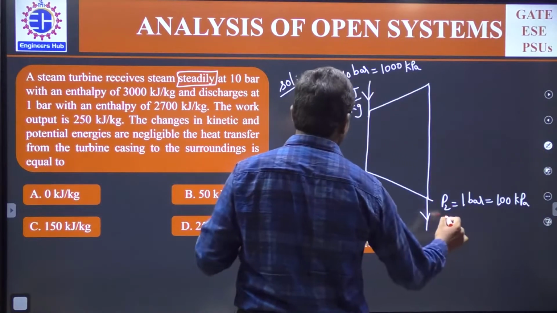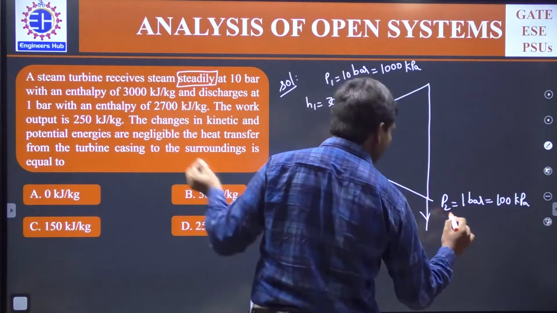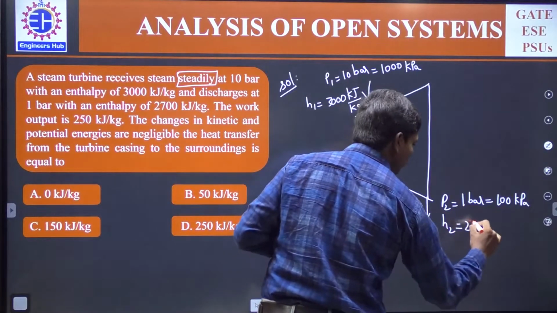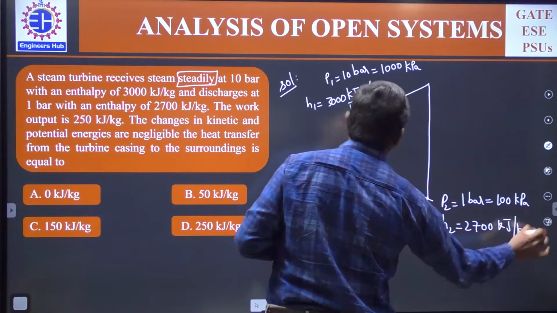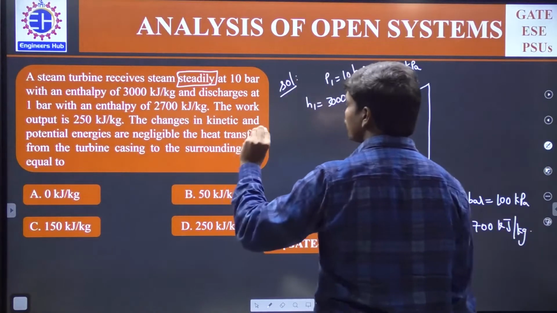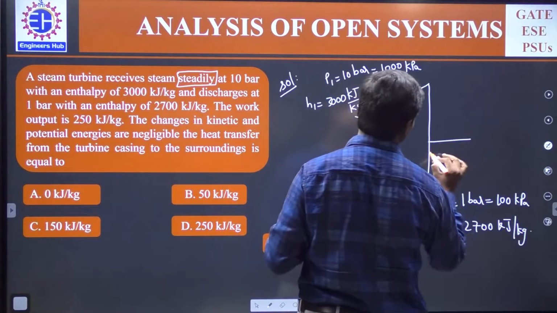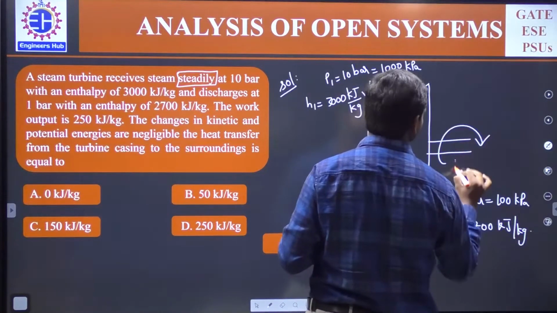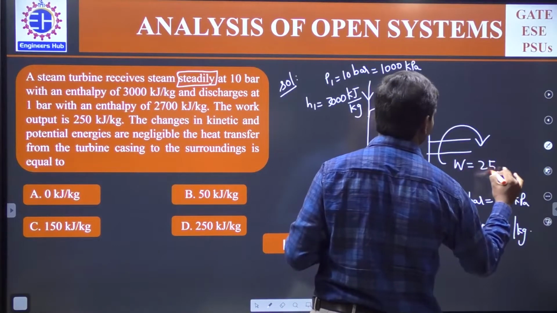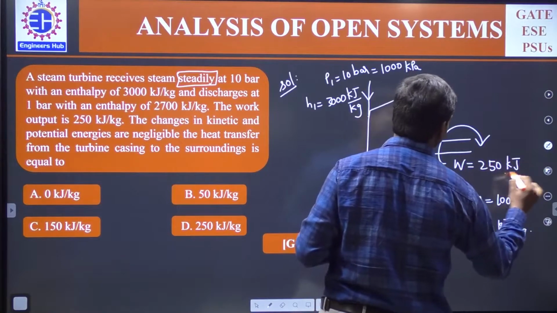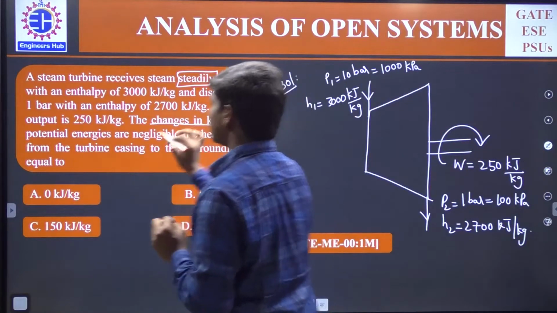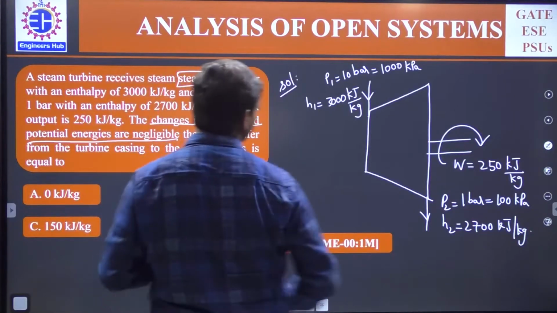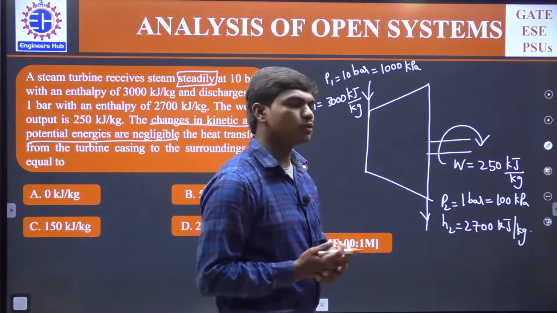Next, exit enthalpy is 2700 kilojoule per kg. The turbine work output is 250 kilojoule per kg, meaning the shaft connected to this turbine is giving work output at 250 kilojoules per kg. The changes in kinetic and potential energies are negligible, so delta KE and delta PE we can assume to be 0.